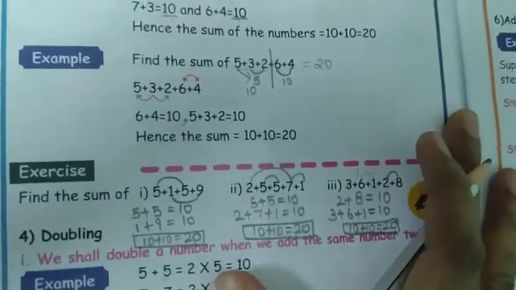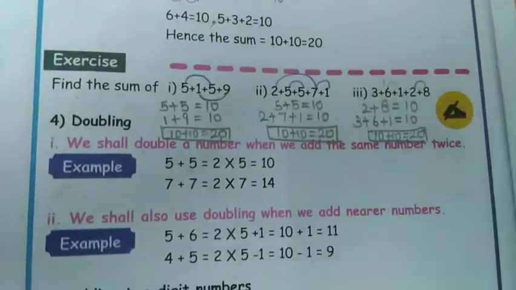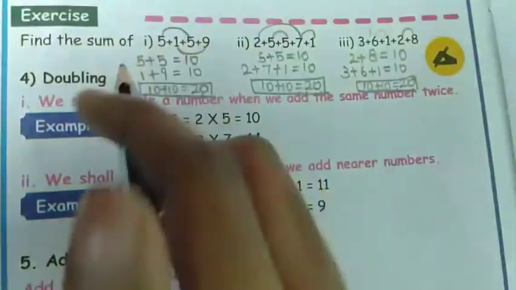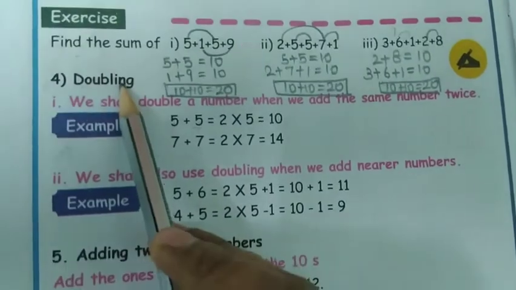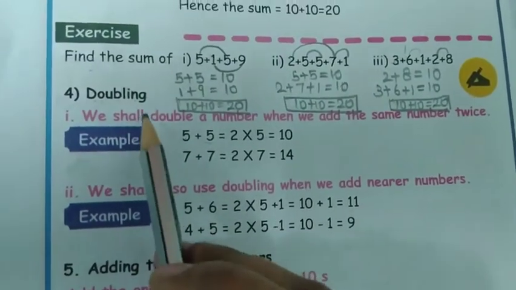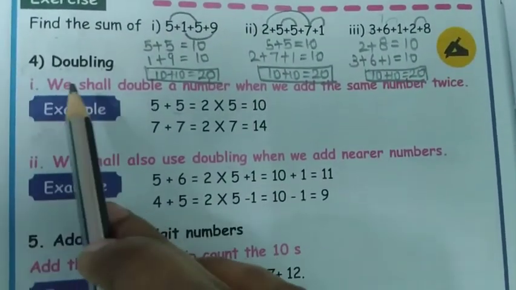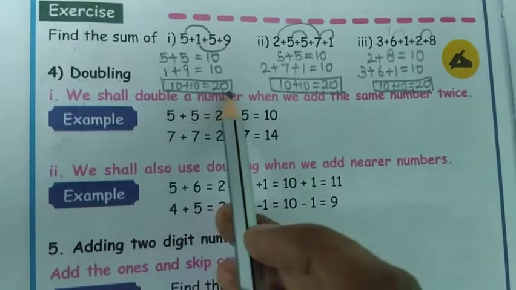Understood? That's all. This is only finding the pair of 10. Understood? Now the fourth topic is doubling. Doubling means nothing. This topic is the same as that: multiplication fact. The first point is we shall double the number.